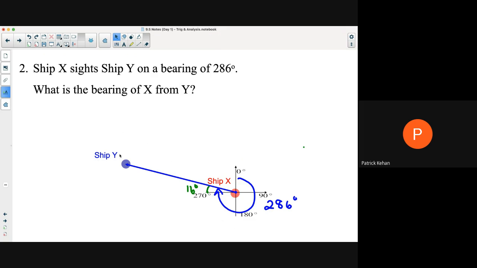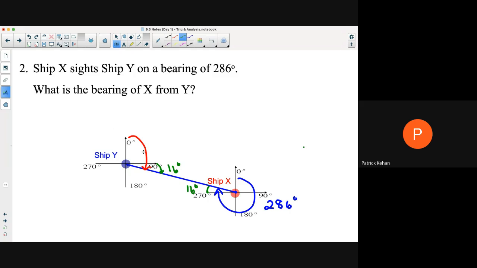So next up, I'm going to draw my north, south, east, west line here for ship Y. And again, remember, we're trying to figure out the bearing of X from Y. So basically, I'm measuring from the north line of Y to this angle so I can get to ship X there. So I essentially want to know what is that angle there, right? What is this angle right here? So in this case, I think it was pretty helpful to mark this 16-degree angle here, because of alternate interior angles, I know that this little angle right here is also 16 degrees as well. So I'm going to mark that.